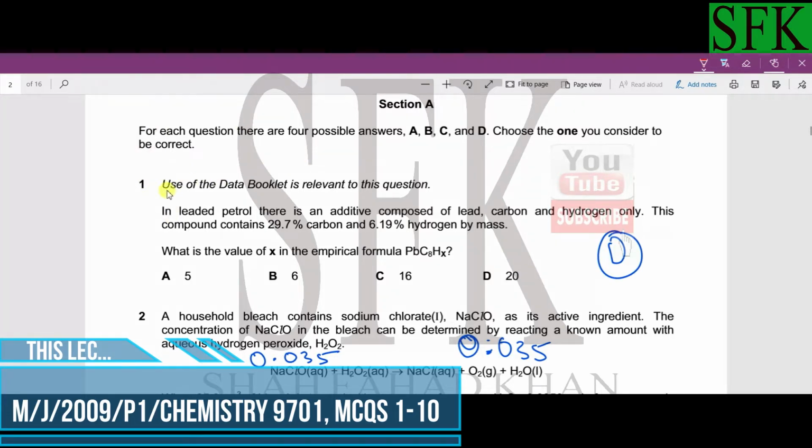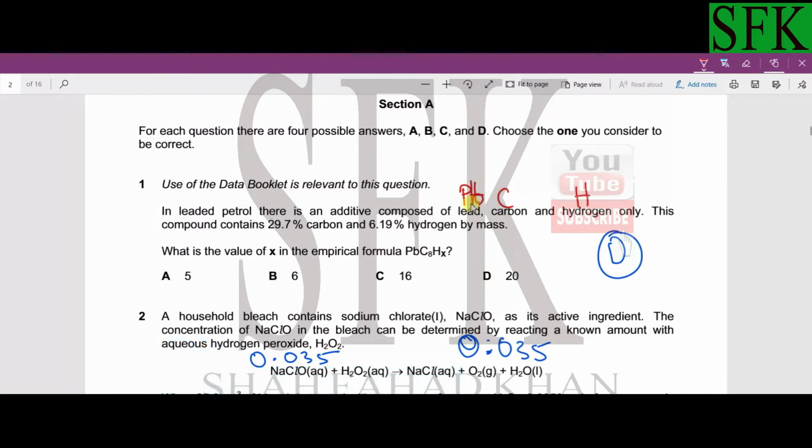Okay, so it says that the use of the data booklet is relevant to this question. In leaded petrol, there is an additive composed of lead, carbon and hydrogen only. Okay, only these three elements are present: lead, carbon, hydrogen. This compound contains 29.7% carbon, 6.19% hydrogen by mass. What is the value of X in the empirical formula?